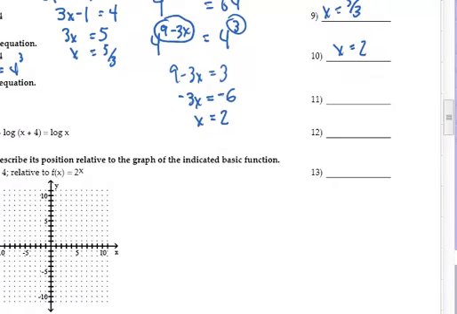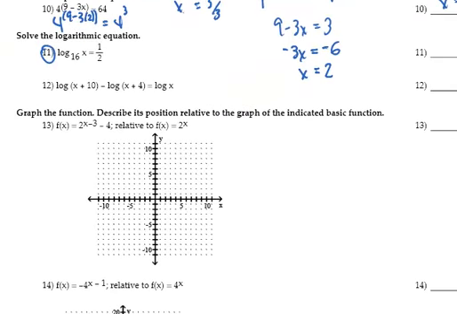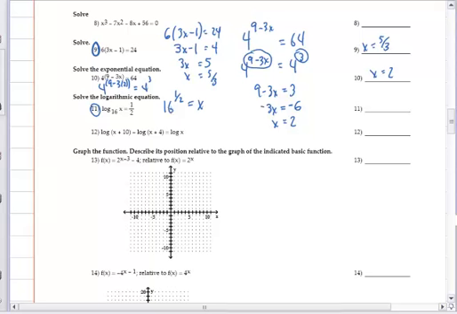The next one is a logarithmic equation, and in this case we just rewrite as exponential. So we'll take 16 raised to the 1/2 power equals x, and everybody should know by now that a half power is just a square root. So x is equal to the square root of 16, which is 4.